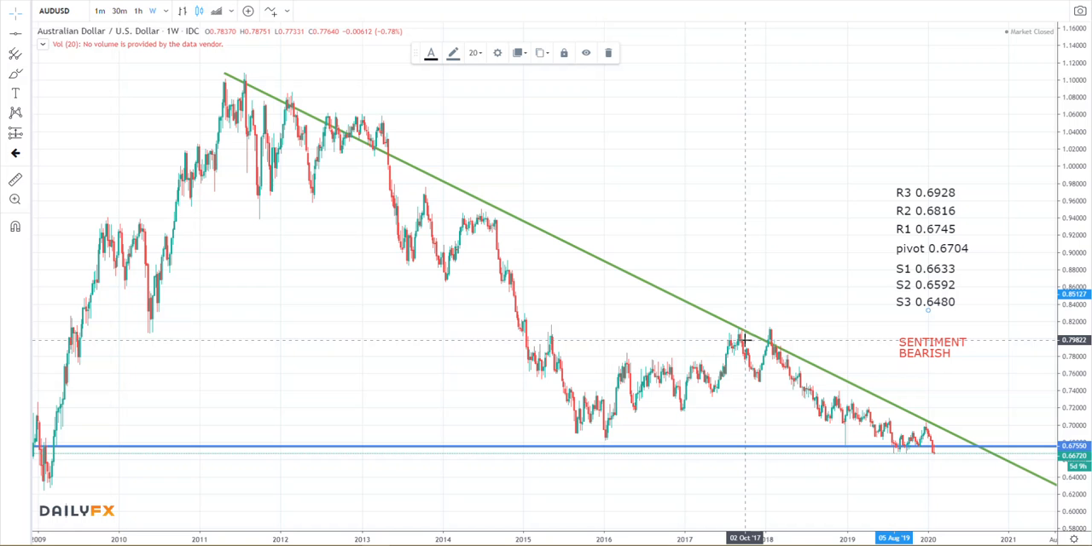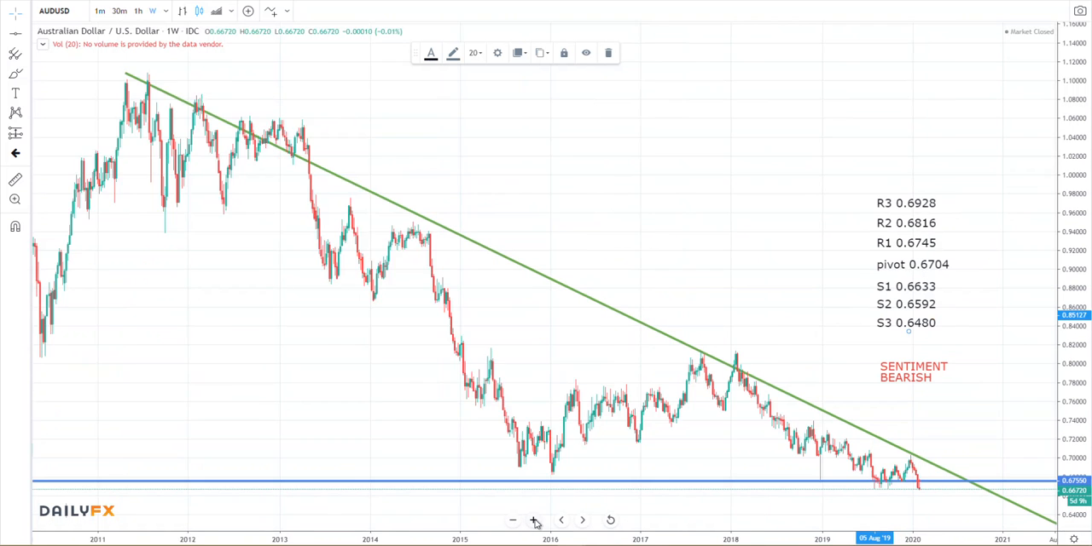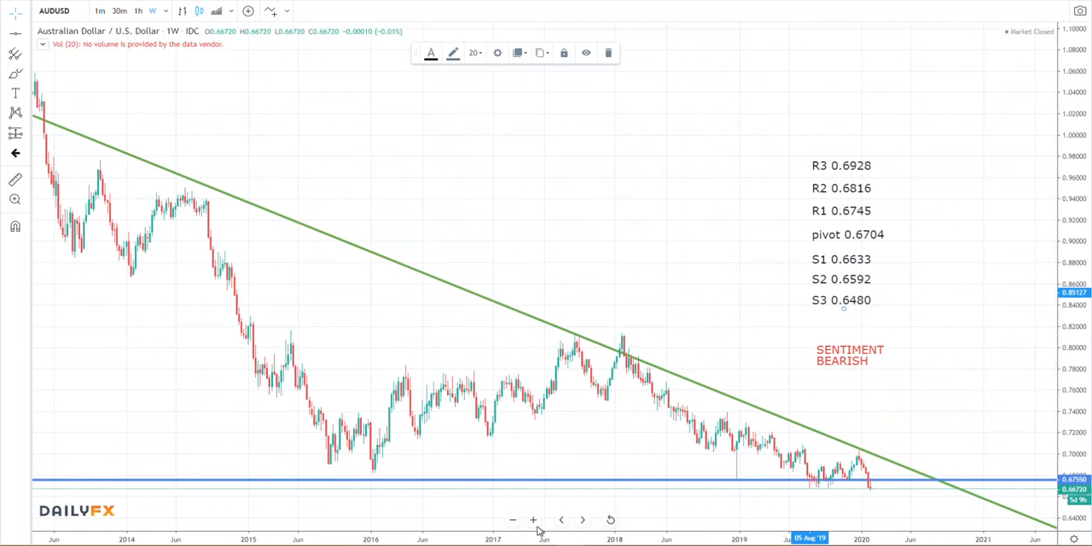Okay, so I've got the weekly chart pulled up and our weekly pivot points. We'll start here with the big picture and then get a little bit more granular. So overall sentiment is bearish. We see price last week testing resistance, but unable to break through and then being repelled away.